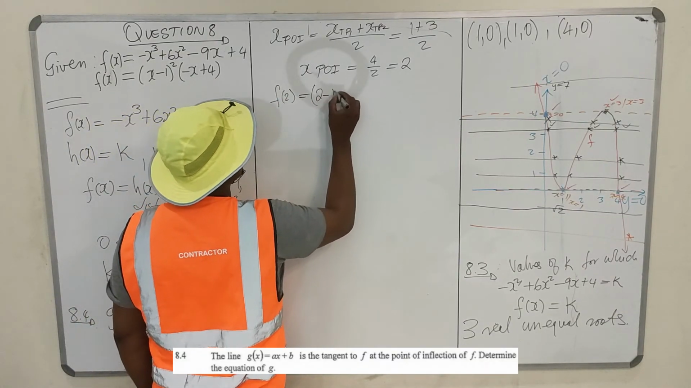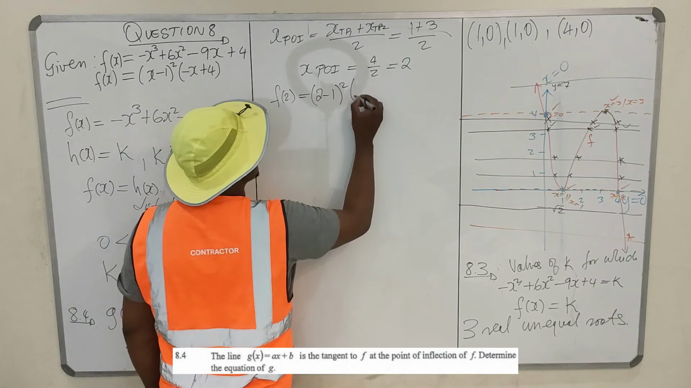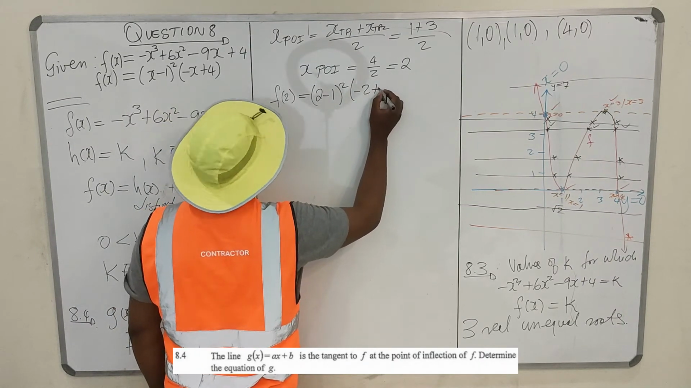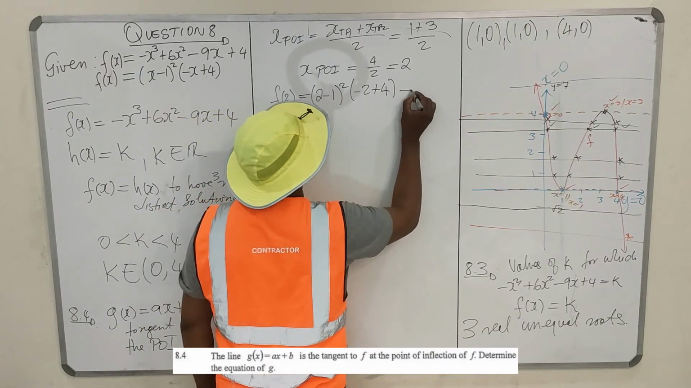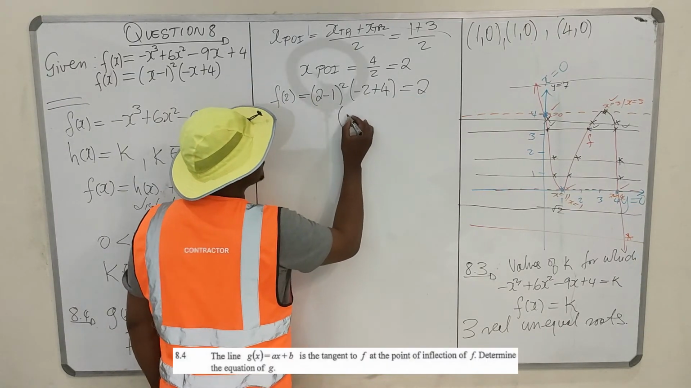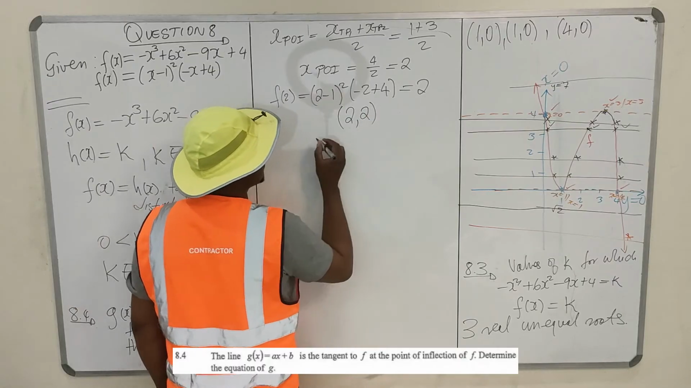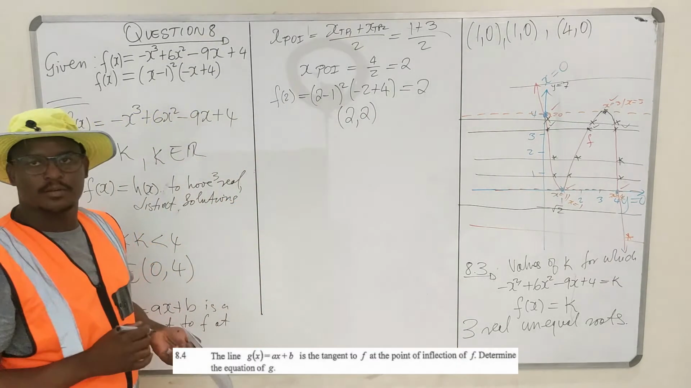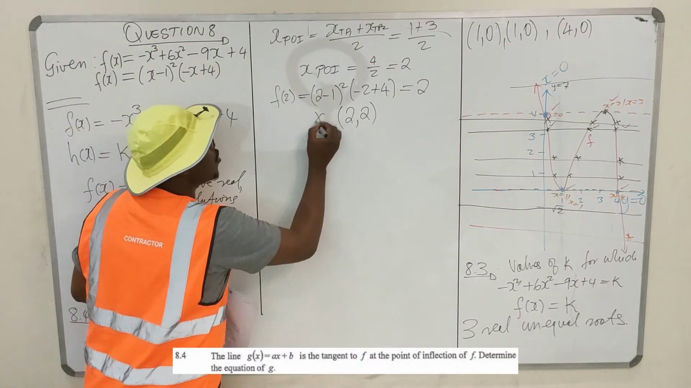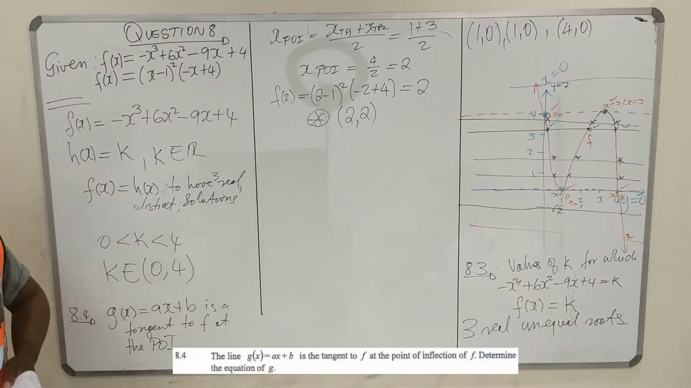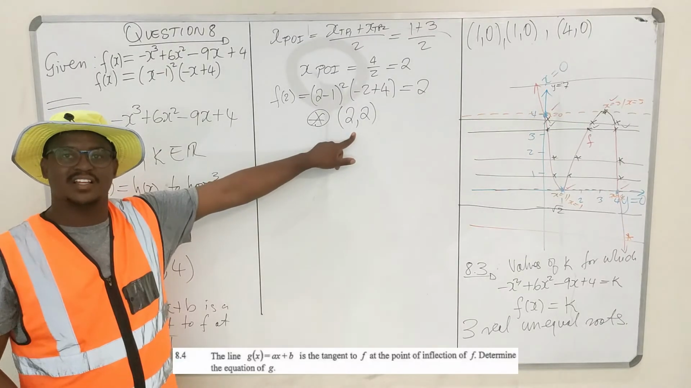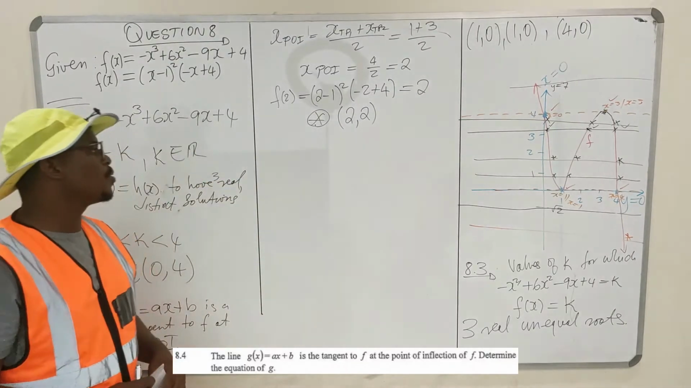Equal to (2 minus 1) all squared times (minus 2) plus 4. This is 1 times 2, so this is 2. The coordinates of the point of inflection are (2, 2). So we have the coordinates. We know where the tangent is sitting. It's going through that point, it's touching there. No problem.